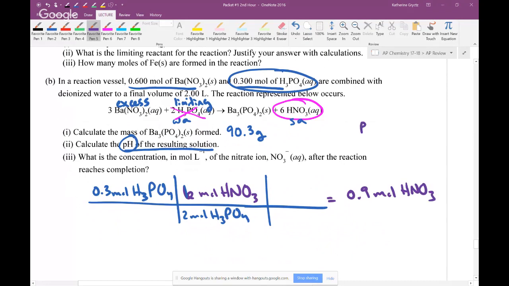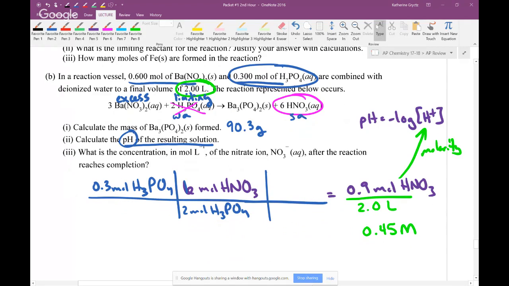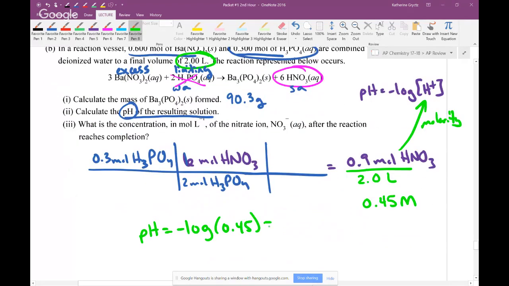Well, for pH, if we're doing a strong acid, it's negative log of the concentration of H+, and this has to be molarity. So you're going to have to take your moles and find molarity, and that's why they told you that you had 2 liters. If you divide this by 2 liters, you get 0.45 molar. Yes. And then to find the pH, all you have to do is take the negative log of 0.45. I got something weird. It should be very, very low. 0.34. Okay. It's a strong acid. Nitric acid's pretty nasty.